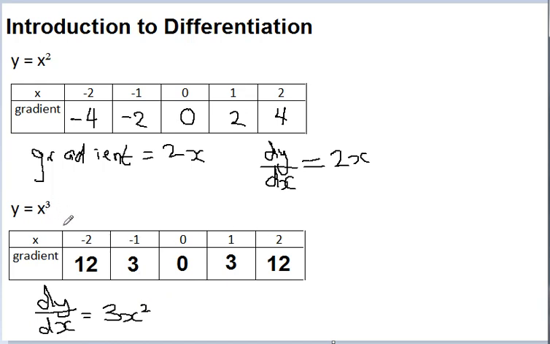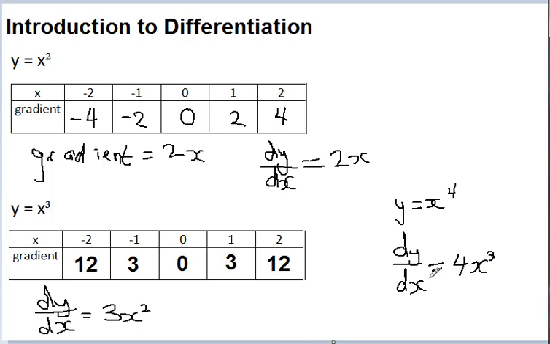So now we've got the gradient function for x squared, we've got the gradient function for x cubed, and I can also tell you what the gradient function for y equals x to the power 4 would be as well. The gradient function for that is dy by dx equals 4x cubed. Okay? So hopefully now you might be starting to see a pattern in the gradient function. Of course, x squared gives 2x, x cubed gives 3x squared, x to the power 4 gives 4x cubed.